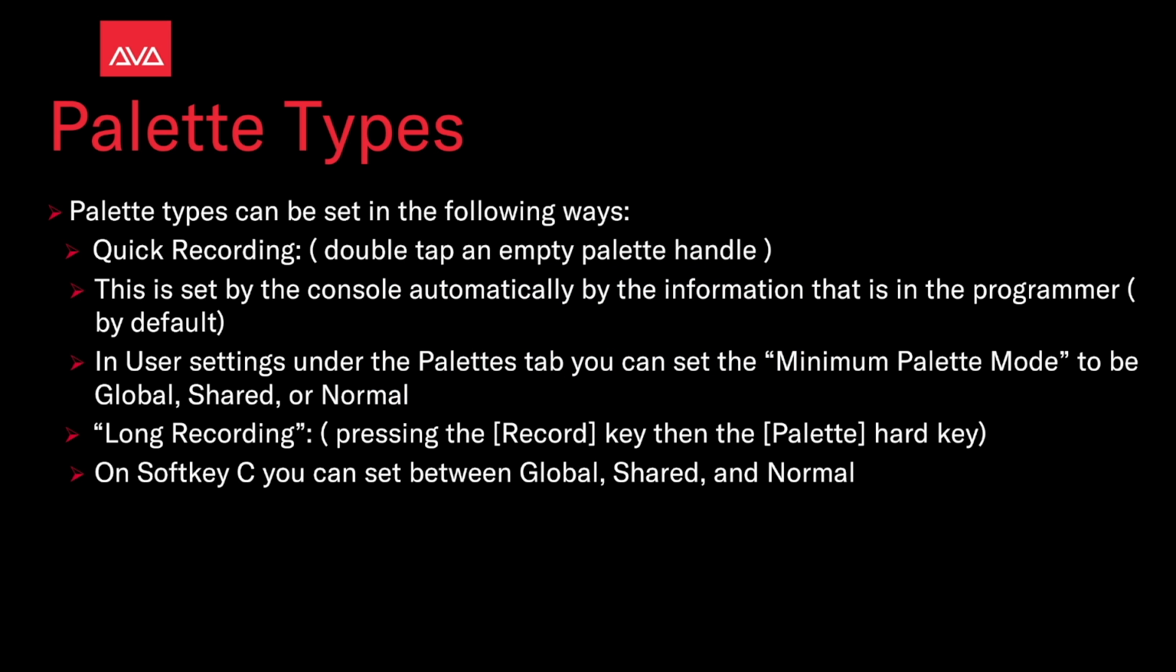Palette types can be set in the following ways. When quick recording, by double tapping an empty palette handle, this is set by the console automatically by the information that is in the programmer by default. In user settings, under the palettes tab, you can set the minimum palette mode to be global, shared, or normal. Using the long recording method, by pressing the record key and then the palette hard key and on softkey C, you can set between global, shared, and normal.